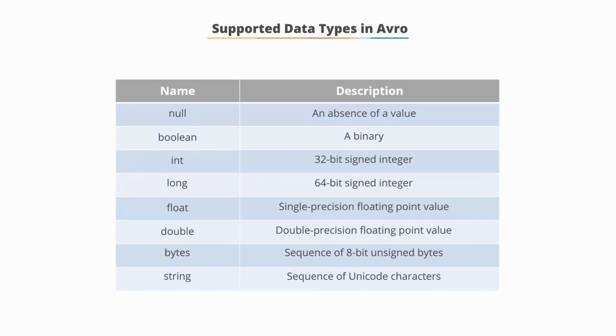The supported data types in Avro. We'll start with null. Null is simply an absence of a value. Boolean refers to a binary value. Int refers to a 32-bit signed integer, while long is a 64-bit signed integer. Float is a single precision floating point value. Double is a double precision floating point value. Bytes is a sequence of 8-bit unsigned bytes. String is a sequence of Unicode characters.